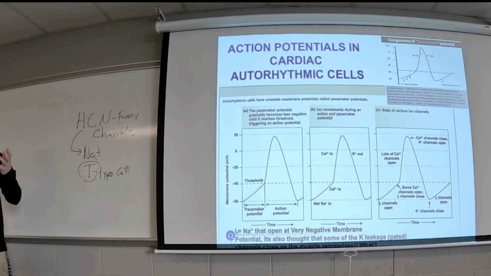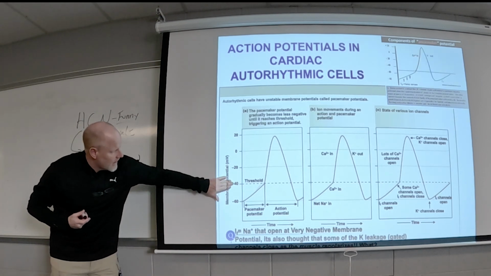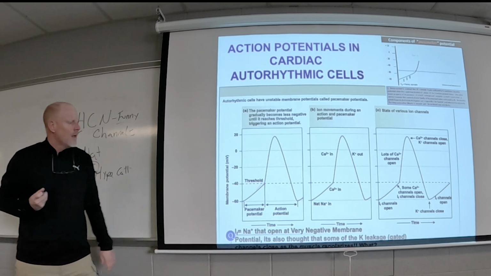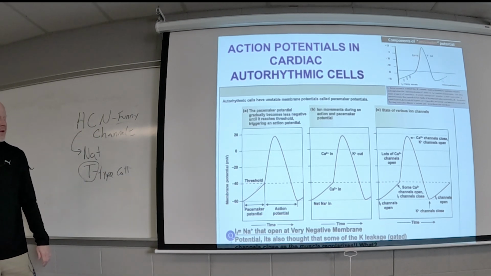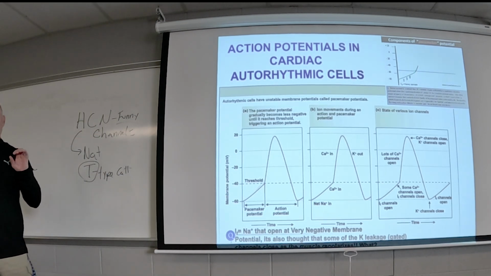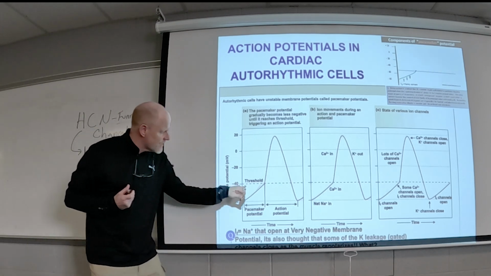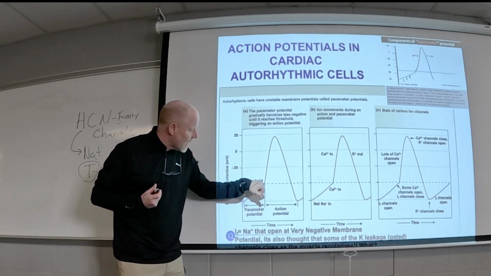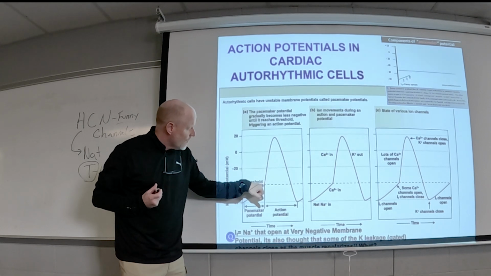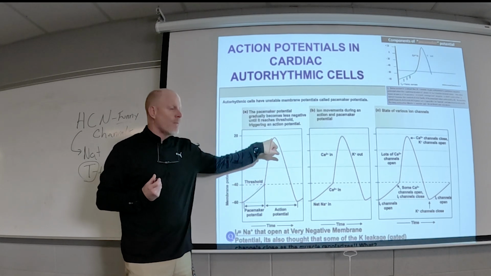T means transient. So it opens at a middle threshold, and it opens and closes really fast. Open, close. Okay, open and closes really quickly. And it pushes us, our final third, to right here. And when we hit threshold, we reverse our membrane potential.